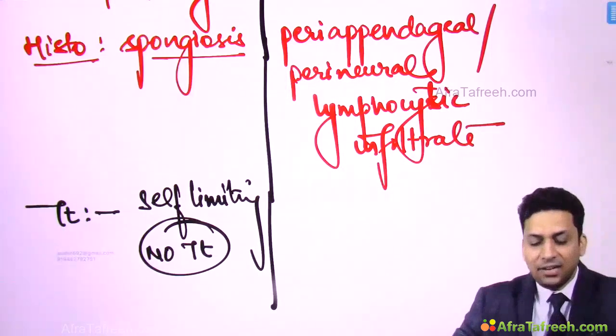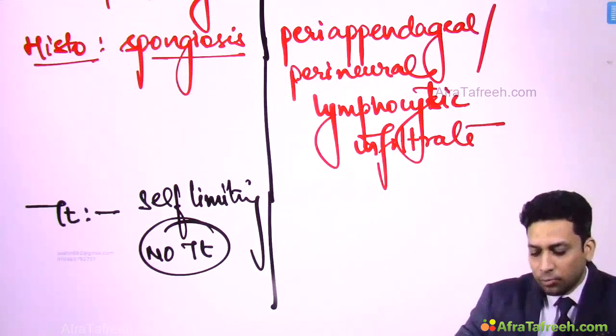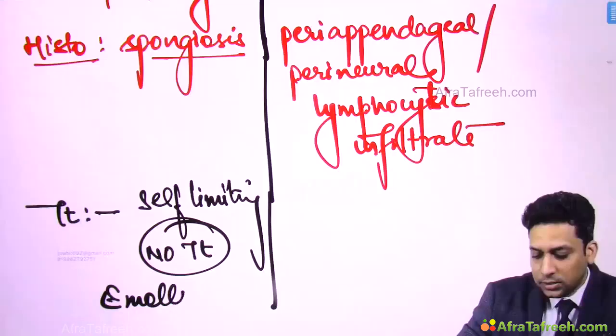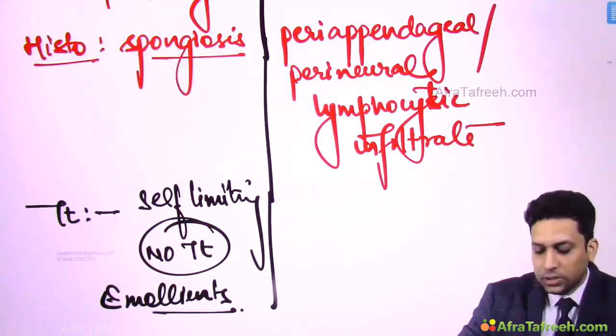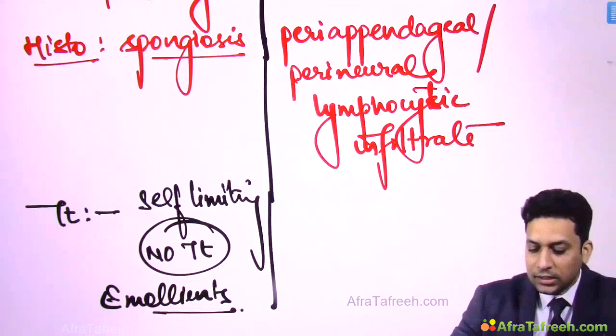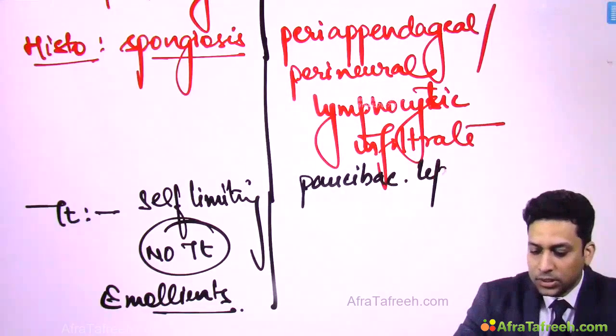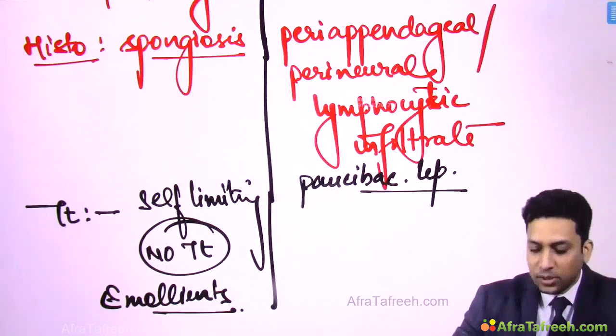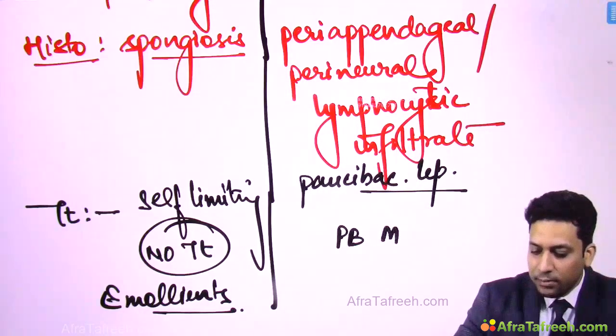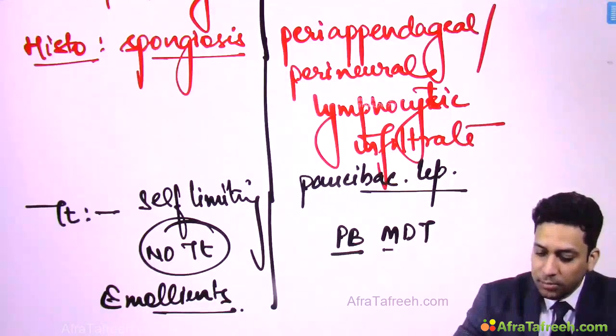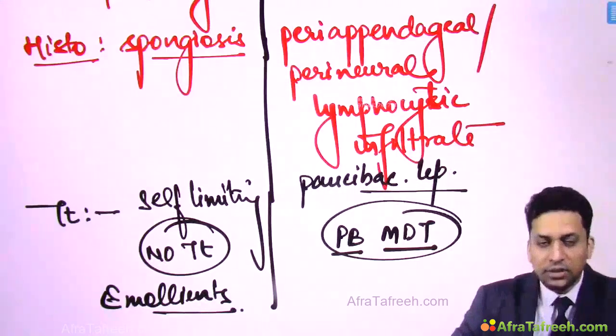Sometimes there is scaling and dryness, so you can simply give moisturizers, that is emollients, to these patients. While here this is considered as a paucibacillary type of leprosy. And what is the treatment for paucibacillary? We give PBMDT, that is paucibacillary multi-drug therapy. So this is the treatment.